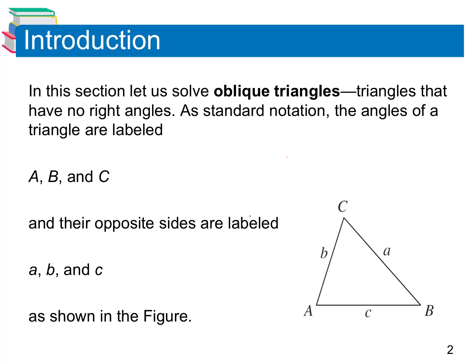Right, so 6.1 notes. We're going to talk about the law of sines. So here we have oblique triangles. Oblique just means that they're not right triangles. And we're going to be solving them, finding all of the angles and all of the sides.